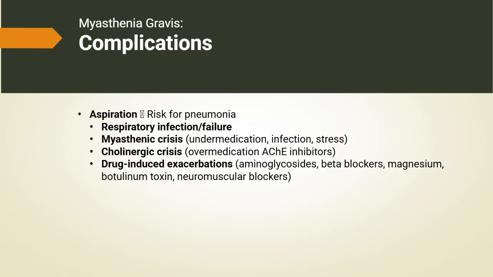Lastly, certain medications can trigger myasthenia gravis exacerbations by interfering with neuromuscular transmission. These include some antibiotics such as aminoglycosides, certain cardiac drugs like beta blockers and calcium channel blockers, magnesium-containing medications, botulinum toxin, and neuromuscular blocking agents used in surgery. As nurses, we must be aware of these high-risk medications, ensure they are avoided or used cautiously, and report any sudden change in muscle strength or breathing. Understanding these complications helps us anticipate problems early, assist patients with safe swallowing practices, monitor breathing closely, and respond quickly to changes that may indicate a life-threatening crisis.